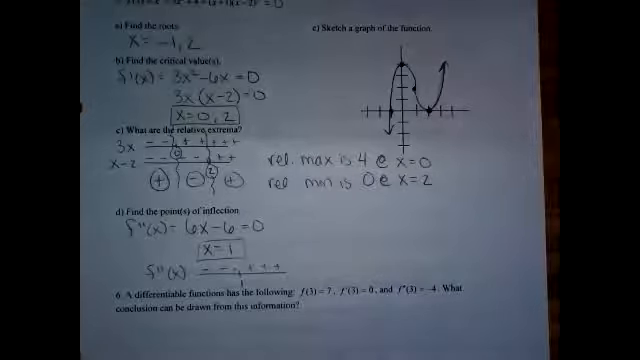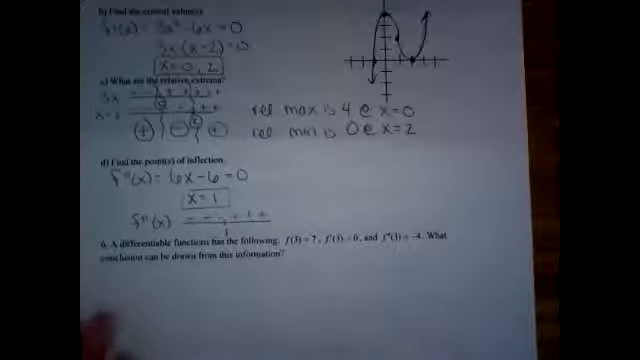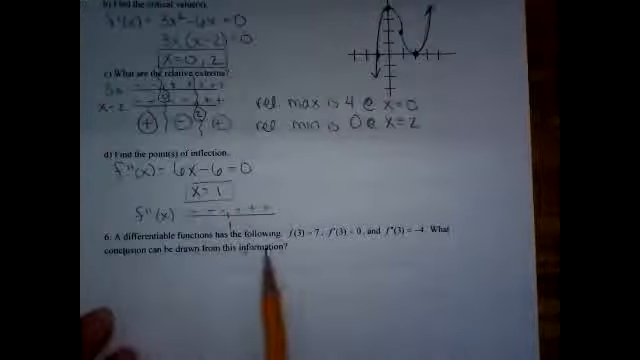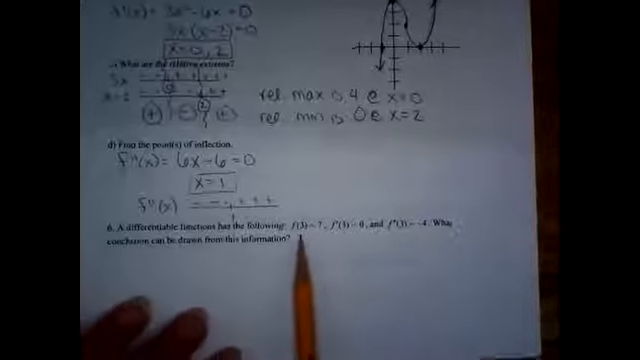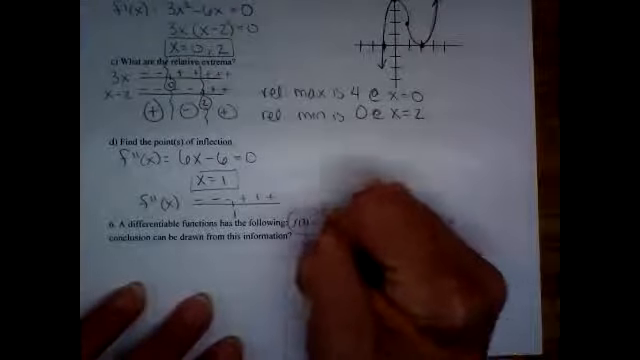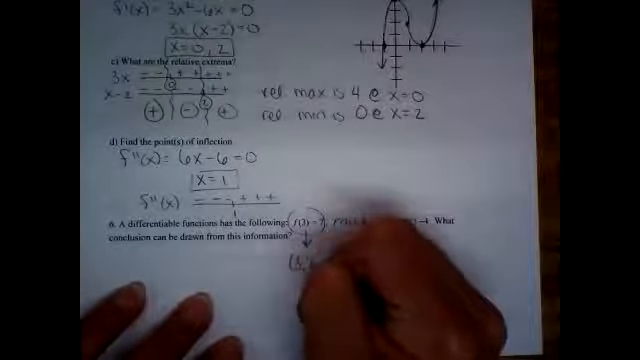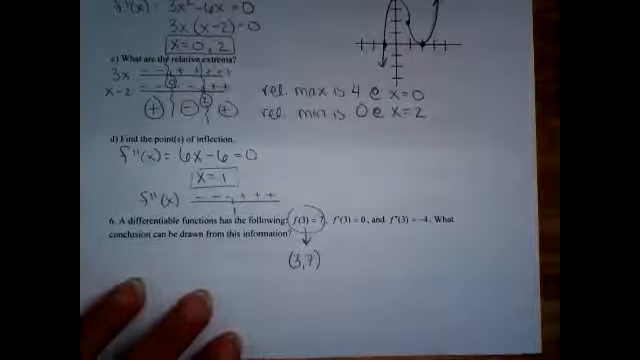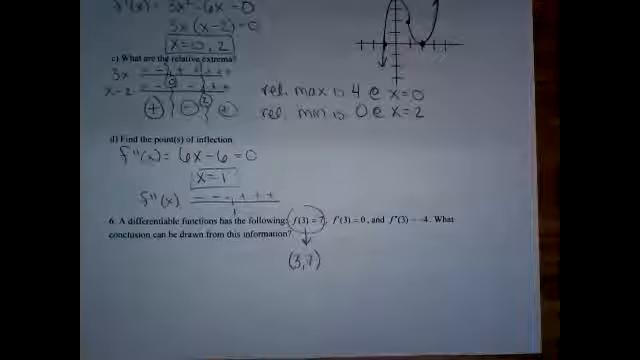All right, we'll do number 6 and then do another break. A differentiable function has the following information. F of 3 equals 7. All right, all that tells us is that the point (3, 7) is on the graph. F of 3 equals 7 just means you have the point (3, 7). That's all that tells us.